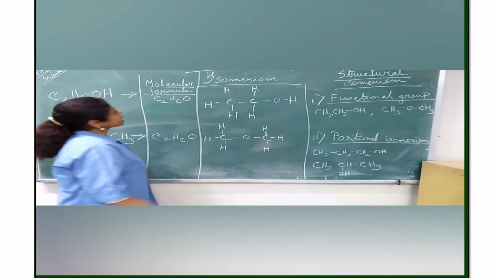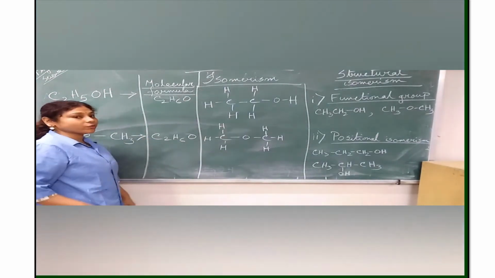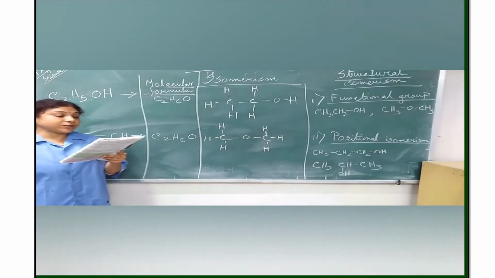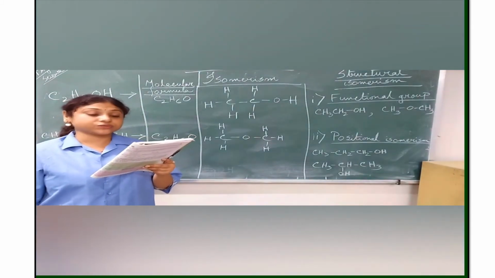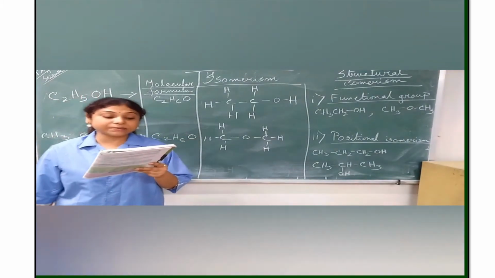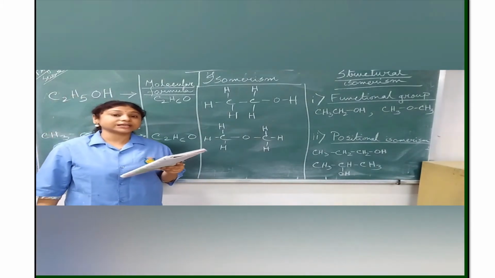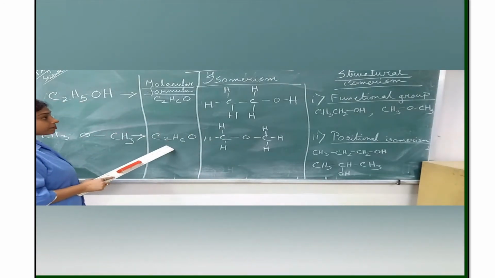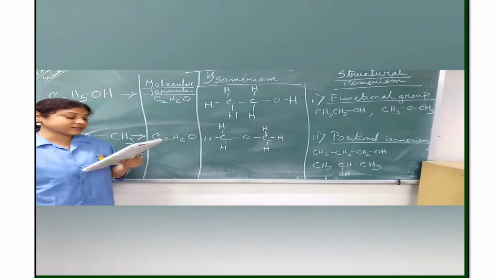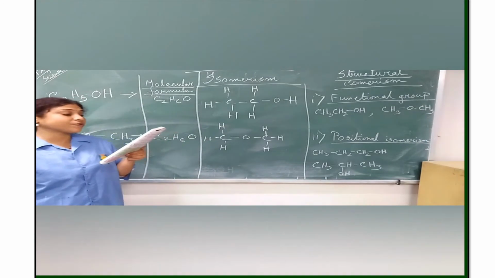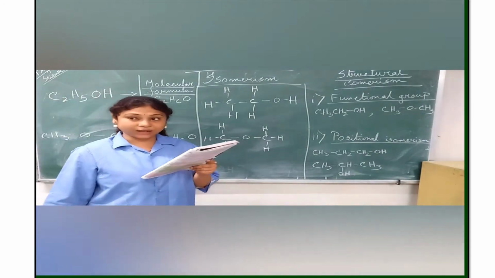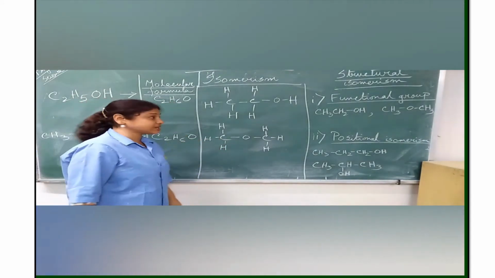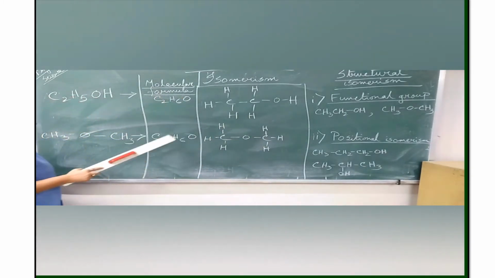Okay students, isomerism. The topic is isomerism that I am going to discuss now. So isomerism. What is isomerism? The phenomenon of existence of different compounds with different properties having the same molecular formula is called isomerism. That means molecular formula is same, but structure is different. That is called isomerism or structural isomerism. Existence of different compounds having the same molecular formula but different structural formula is called structural isomerism. Structure is different but molecular formula is same.